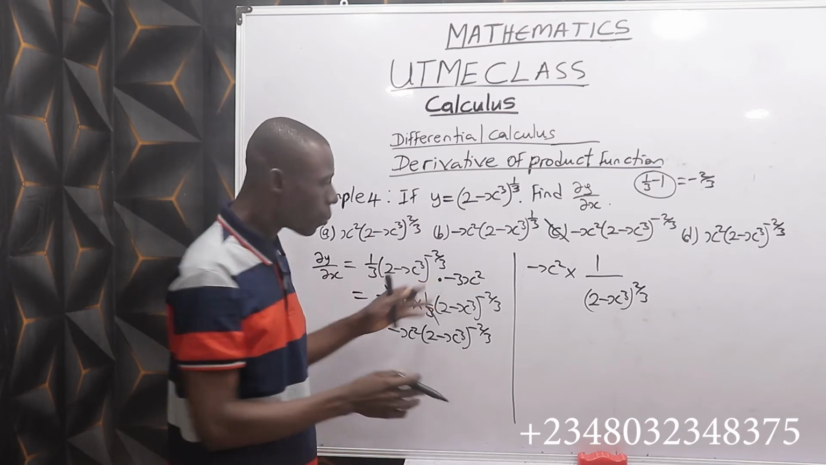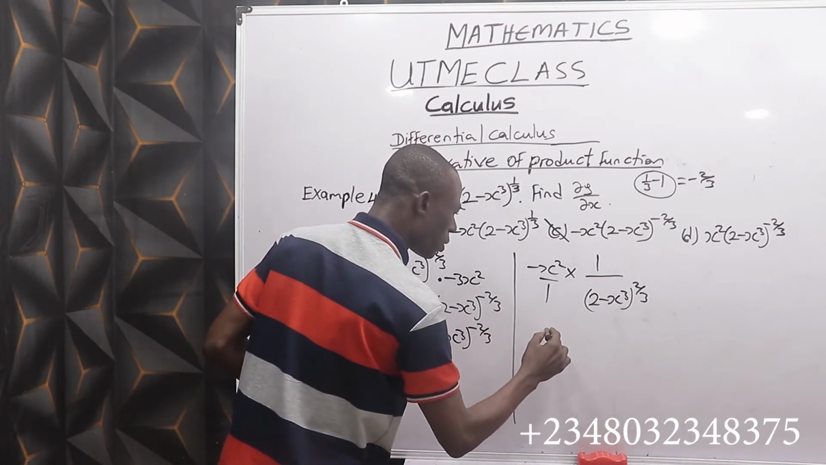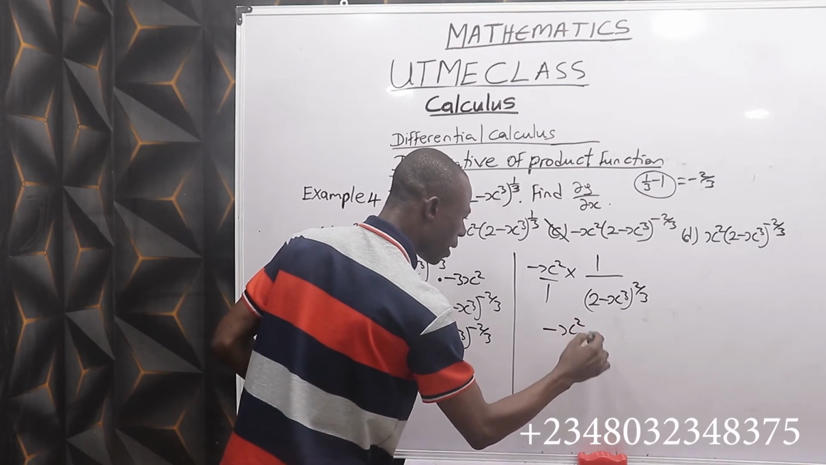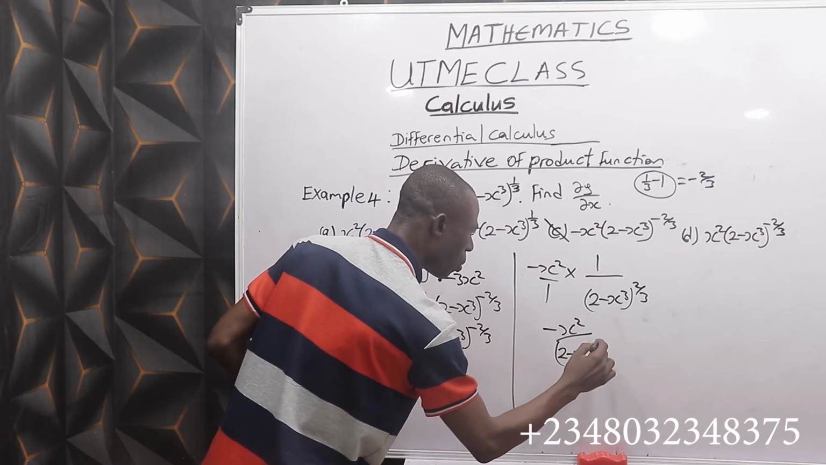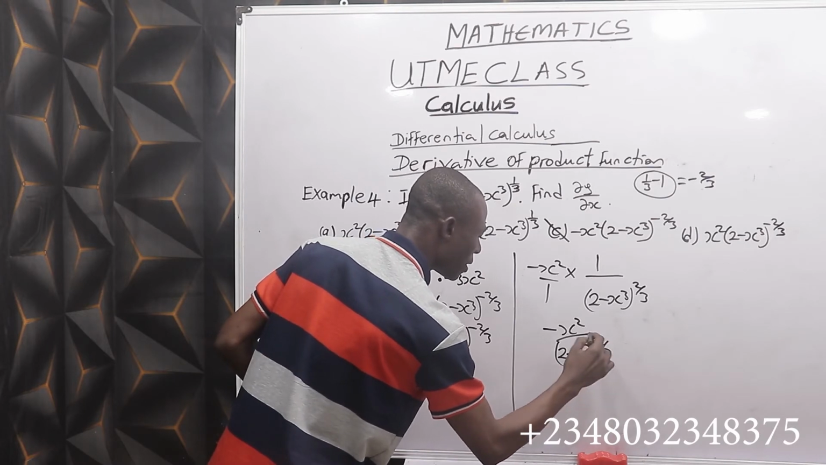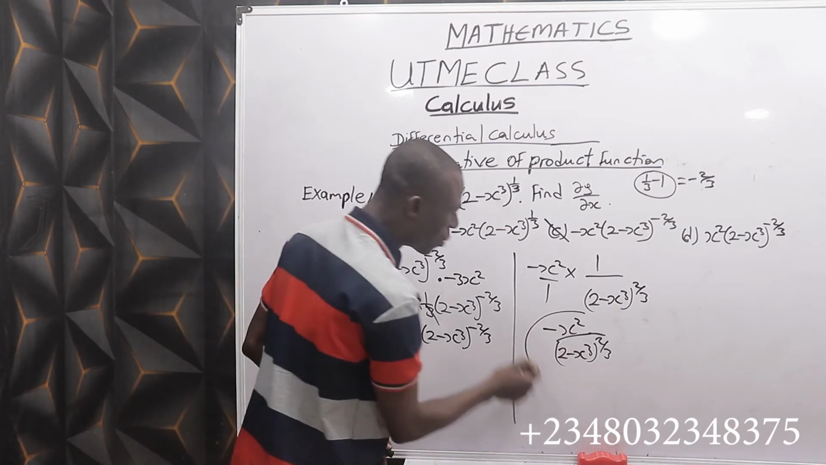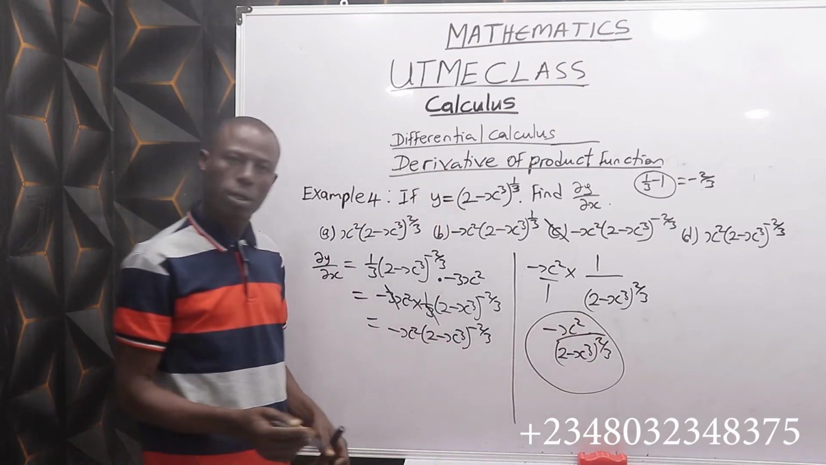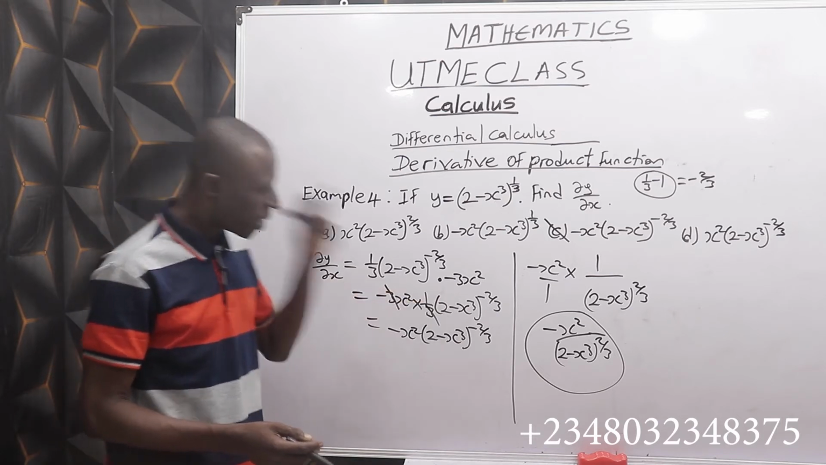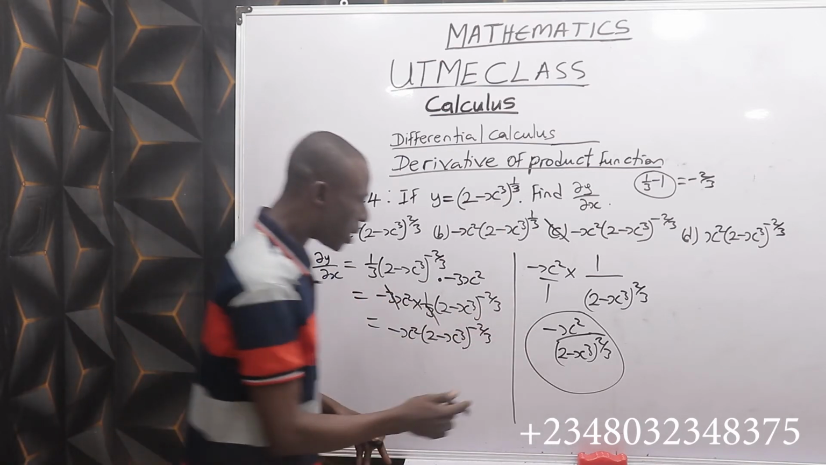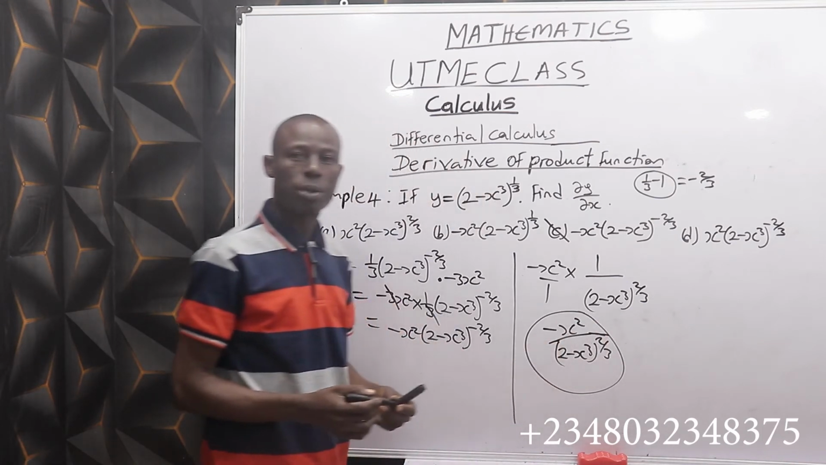That's indices for you. So multiplying this will give us negative x squared over 2 minus x raised to power 3 raised to power 2 over 3 instead of this way. So the answer could be left this way. Look forward to seeing something like this in your journey of mathematics in UTME.